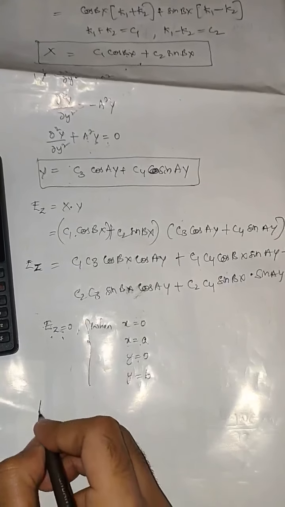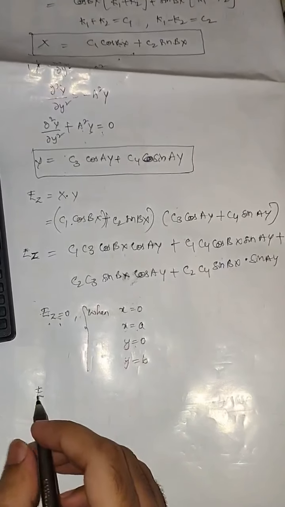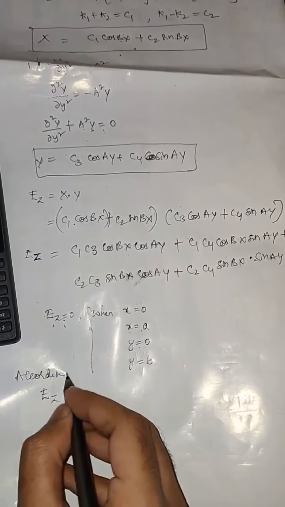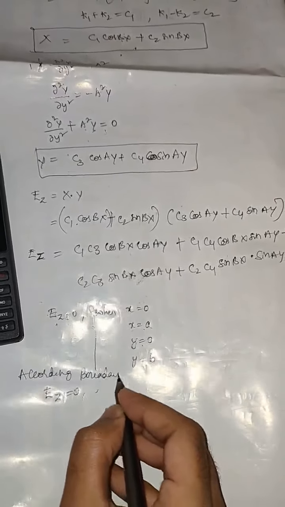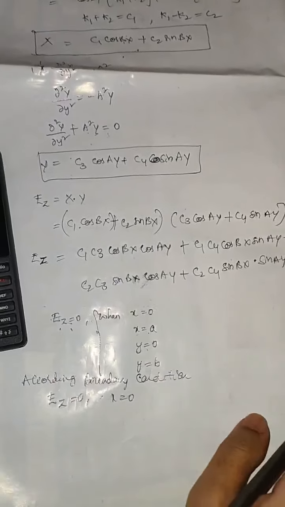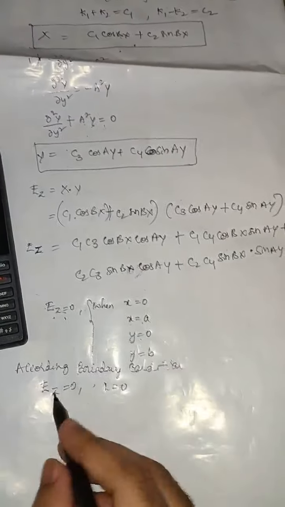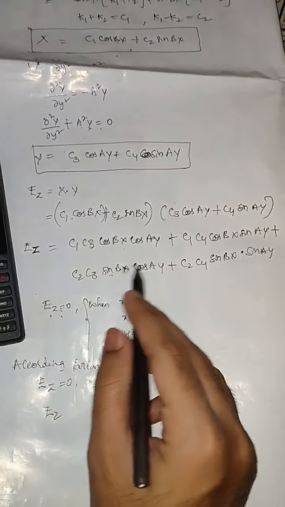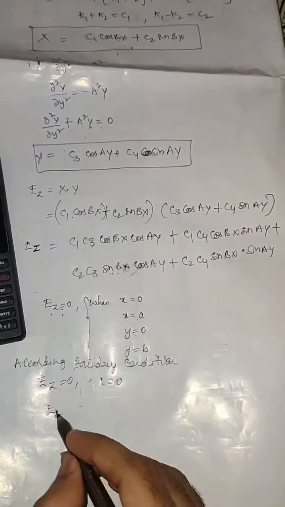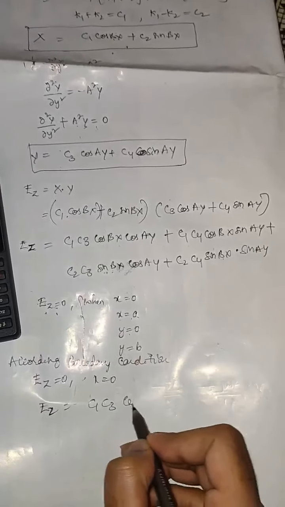So if I substitute x equals 0 in this particular equation, Ez equals 0 according to the boundary conditions. Substitute x equals 0, so these two terms are going to be cancelled. Why? Because sin 0 is 0. If I substitute x equals 0, these values are 0. Then Ez equals c1 c3 cos ay.